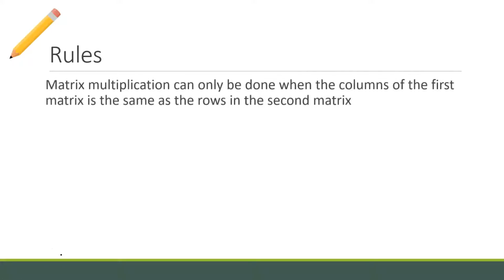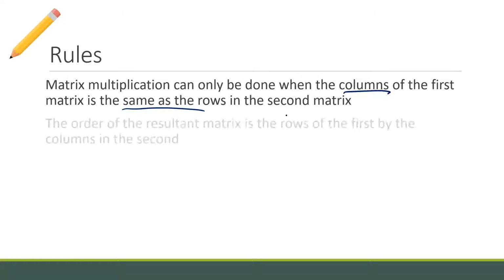So first up, we're going to go through the rules. There are some rules about multiplying matrices, and these are pretty important. The first rule is that matrix multiplication can only be done when the columns of the first matrix are the same as the rows in the second matrix. Obviously this is the formal rule. I'm going to show you the quick and easy way to remember that.